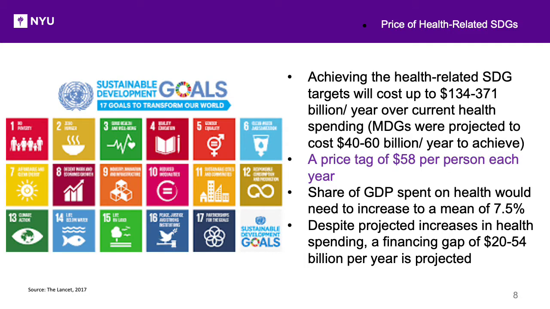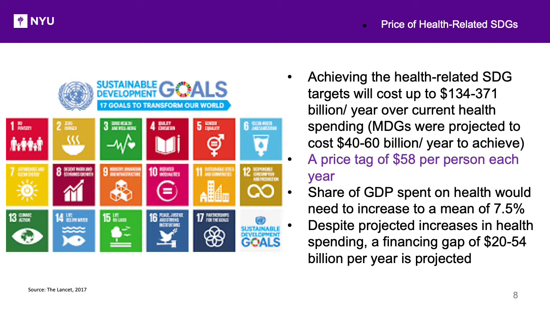The 17 Sustainable Development Goals, or 17 SDGs, are shown right here in this slide. It is projected that achieving the health-related SDGs will cost between $134 to $371 billion per year over current spending.